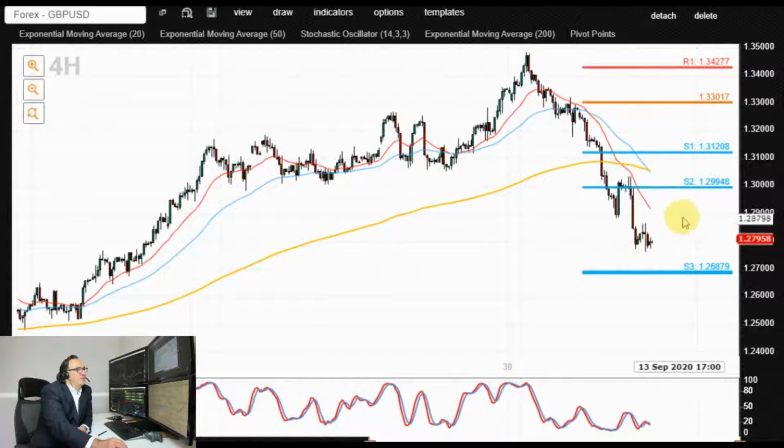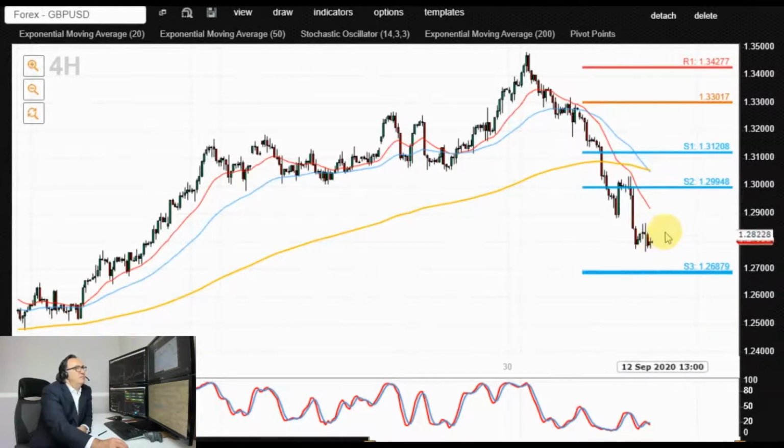So if we see a rally into 1.29 or 1.30 and a rejection from that level, that could be considered quite bearish, and then potentially we could see a continuation of this selling pressure towards 1.27, 1.2680, possibly even 1.26, a cluster of these previous highs, and then these lows would come into play at 1.25.